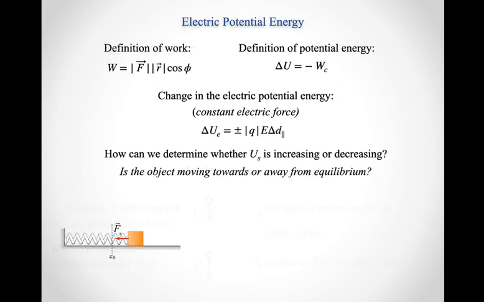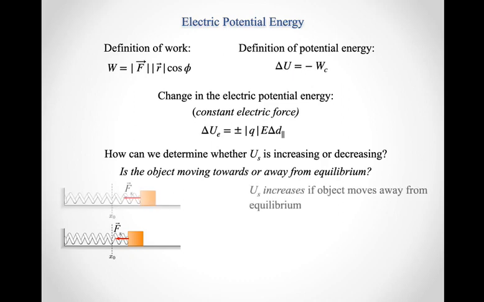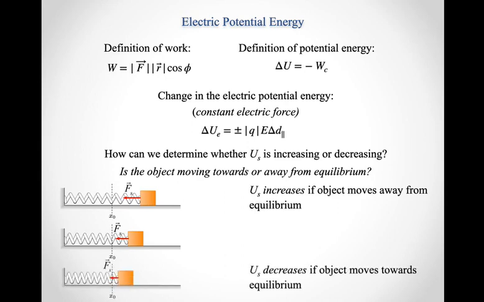The second potential energy that we talked about was elastic potential energy. And again, we said if you want to figure out whether the elastic potential energy is increasing or decreasing, the question to ask yourself is, is the object moving towards or away from equilibrium? So if the object is moving away from equilibrium, so again, the object gets pulled farther out from the equilibrium point, the elastic potential energy increases. On the other hand, if the object moves back towards equilibrium, then the elastic potential energy is going to decrease.